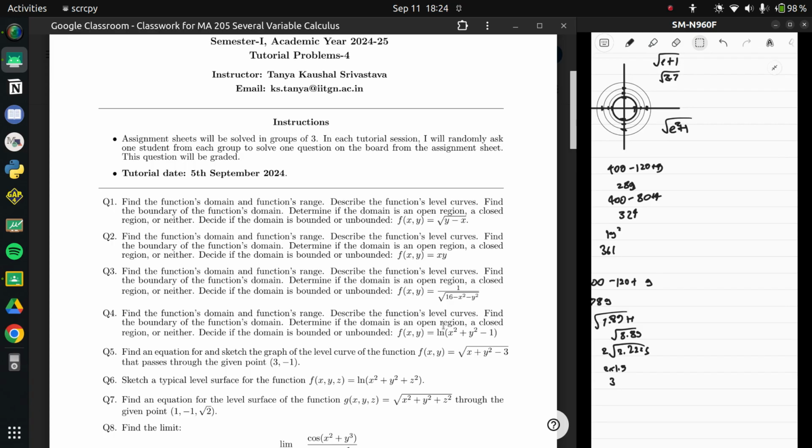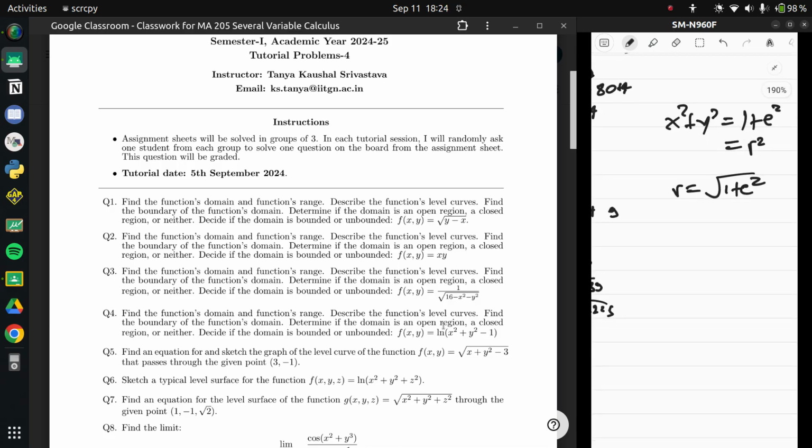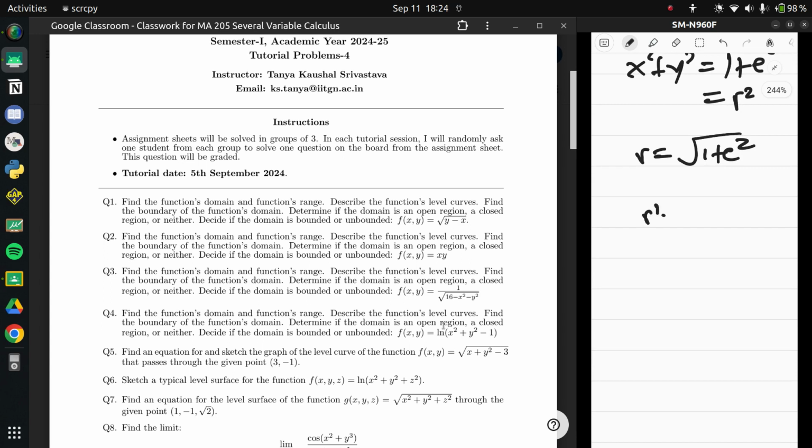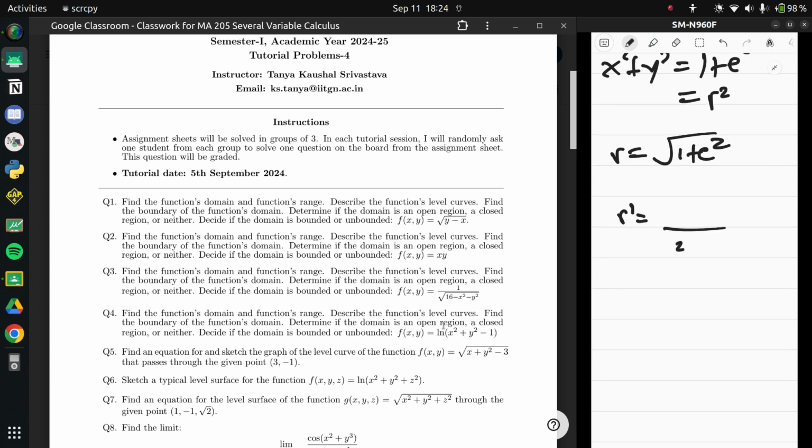Yeah. So right, what was this? x squared plus y squared equal to 1 plus e to the z, which is equal to r squared. So basically r is the square root of 1 plus e to the z. So as z increases, your r dash, which is the derivative, is something like 1 upon 2 square root of 1 plus e to the z. So what happens to that?